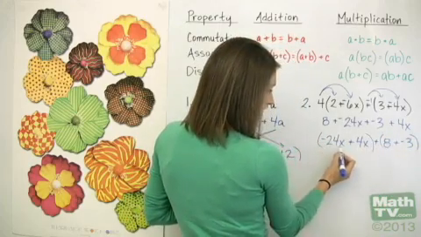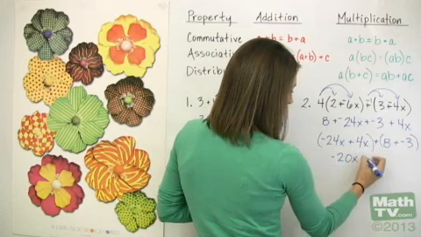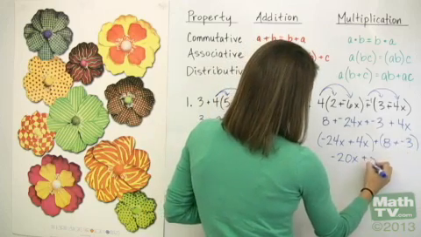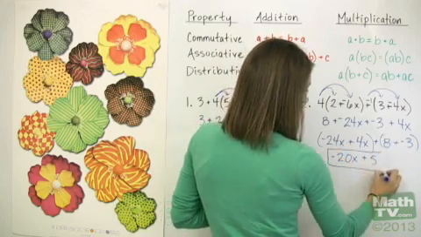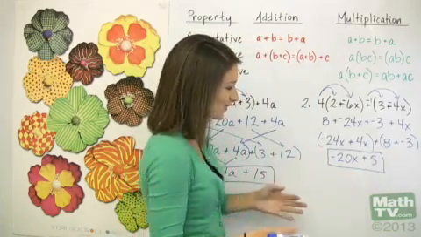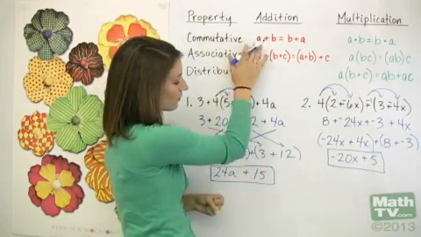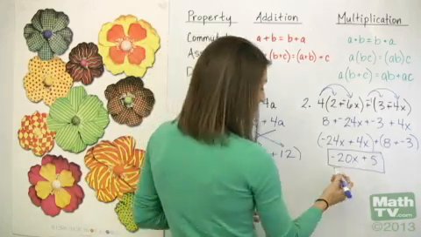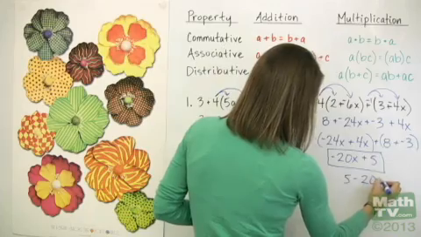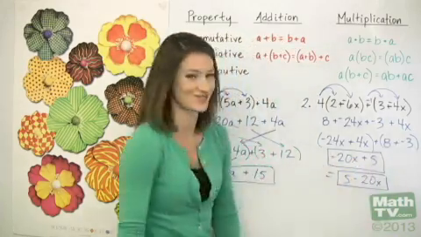So negative 24x plus 4x gives us negative 20x. And then we're going to add 8 plus negative 3, which is 5. So this is our final answer for our second problem, negative 20x plus 5. It's also so important to note that you could rearrange these terms according to our commutative property for addition and still have the correct answer. So we could write 5 minus 20x, and these two expressions are equal.